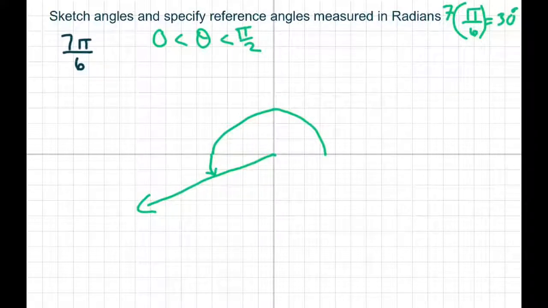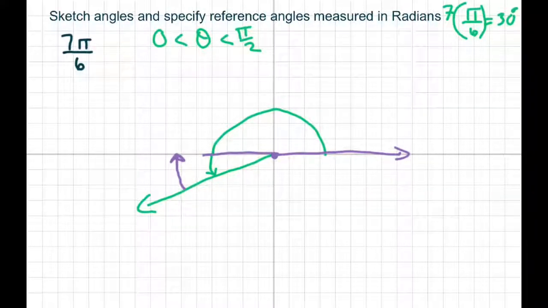And for reference angles, after you've drawn it, this is your initial side right there. From here, you always draw to the x-axis. So we know that from here to there, this was 30, which in radians is pi over 6. Okay? So our reference angle for 7 pi over 6 would be pi over 6.